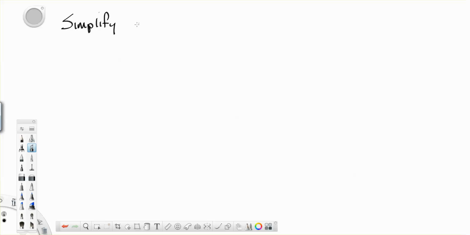x squared plus 2x on x squared minus 4. And this is question 1 out of exercise 7J.